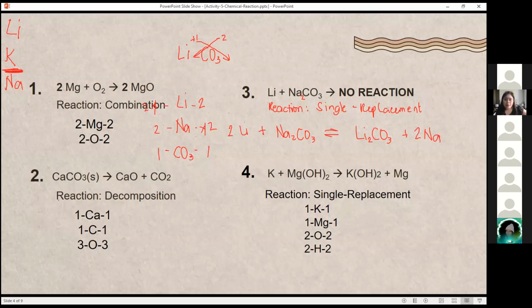Now, questions muna sa number 3 before tayo mag-proceed with number 4. Any clarification?